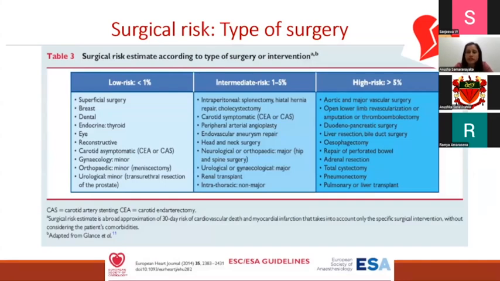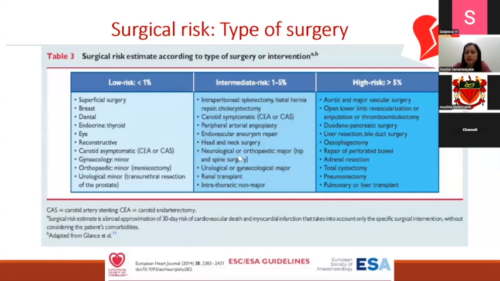Depending on the surgical intervention, they have calculated the 30-day risk of cardiovascular death and myocardial infarction. Depending on that, they categorize low-risk surgeries as superficial surgeries, breast surgery, and thyroid surgery also comes as low risk. Minor gynecological, urological, and orthopedic surgeries come under low-risk surgeries for cardiovascular complications, if you consider only the surgical intervention.